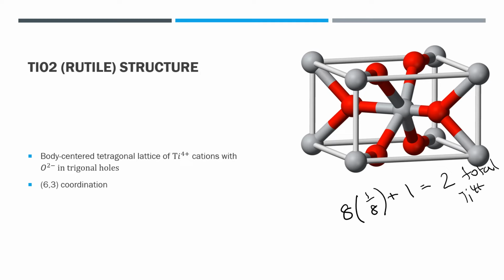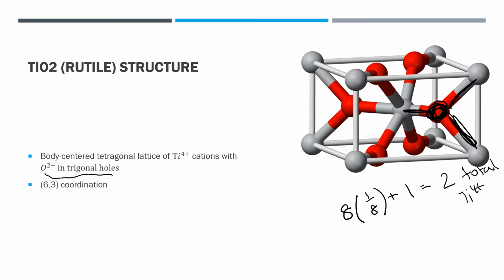Ti4+ ions, right? And we also know that these O2- ions are in what we call trigonal holes. Trigonal holes sound similar to tetrahedral holes, but remember how in tetrahedral holes we had 4 coordination? In trigonal holes, we're going to have 3 coordination. You might want to think about it like trigonal planar, for example. So let's look at this oxygen. It's in this trigonal hole, and we can see this trigonal planar coordination happening here, where it's bonding to 3 different titaniums.